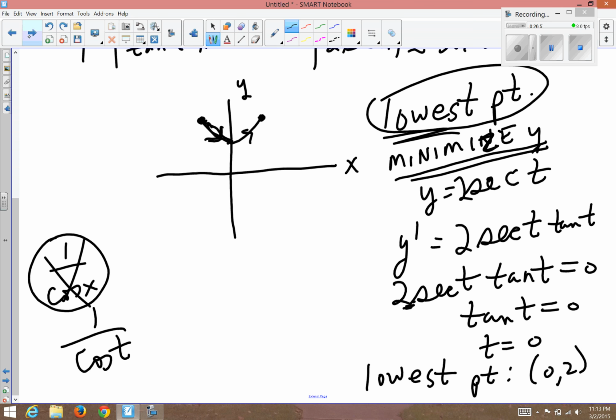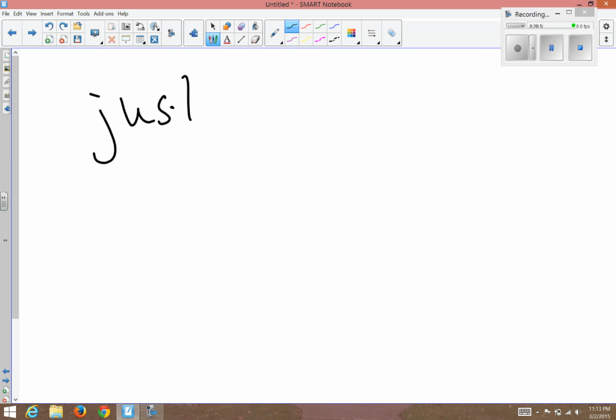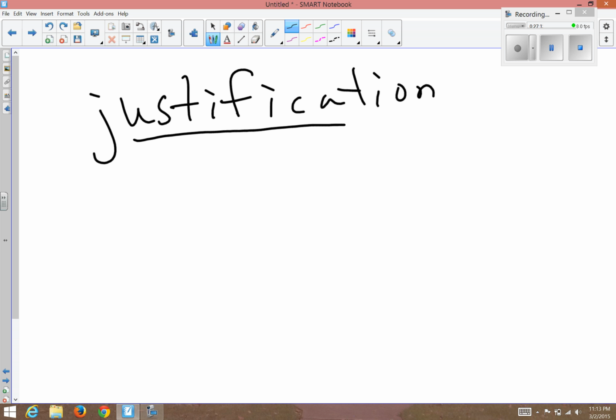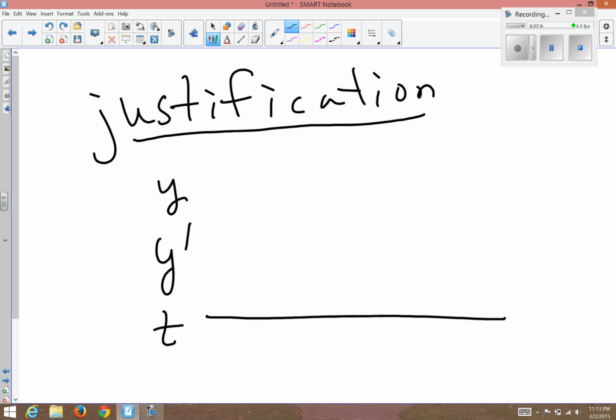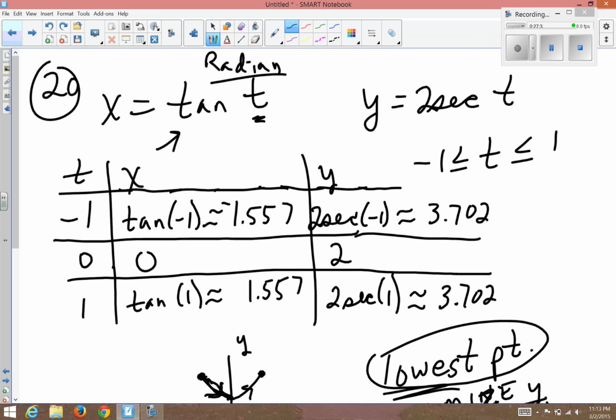The justification goes like this. This is where we get the points for justifying the answer, not just for saying that it's 0, 2. We're trying to show that we found the lowest point, which means we found the minimum y. On this t line, we mark 0. The y prime is 0. Plug a number smaller than 0 into y prime. That means plug a number smaller than 0 into this.